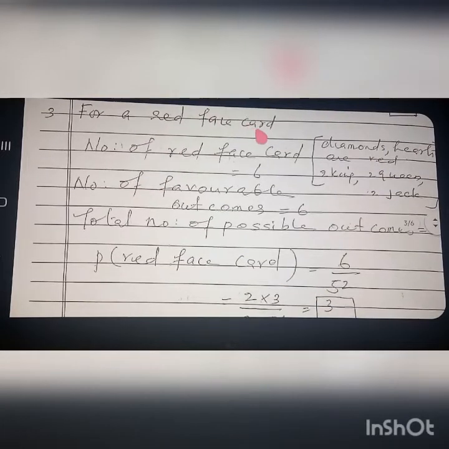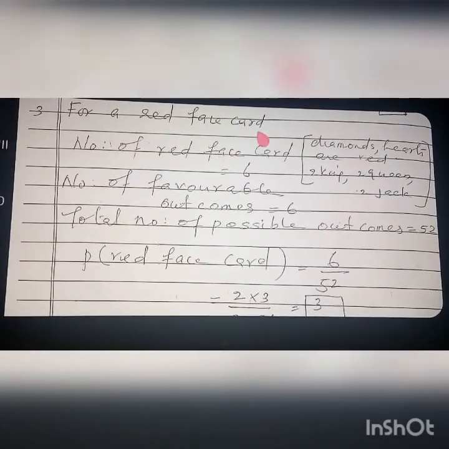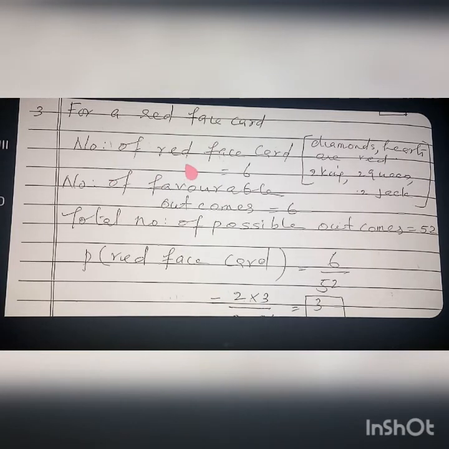For a red face card. What is a red face card? Here also you think: red color cards are the hearts and diamonds. In diamonds and hearts, how many face cards are there? Diamonds have 1 king and hearts also have 1 king. So total how many kings? 2. How many queens? 2 queens. How many jacks? 2 jacks. So total how many face cards? 6.